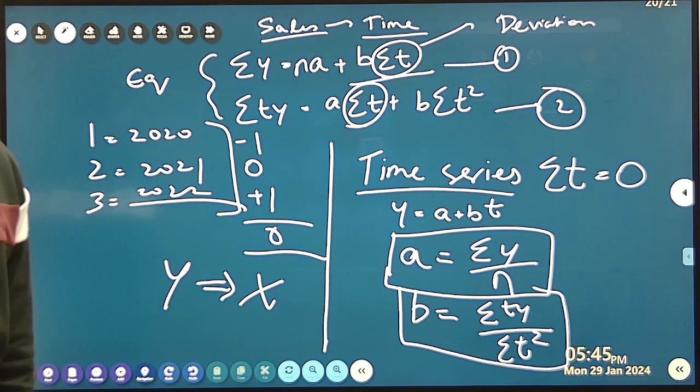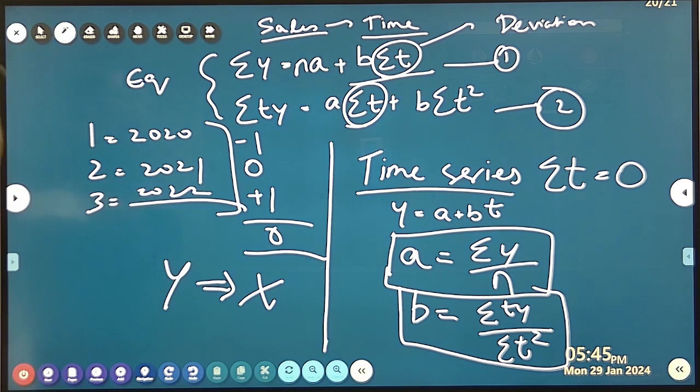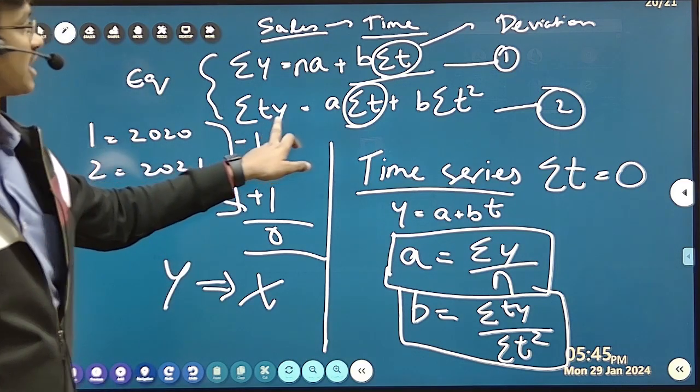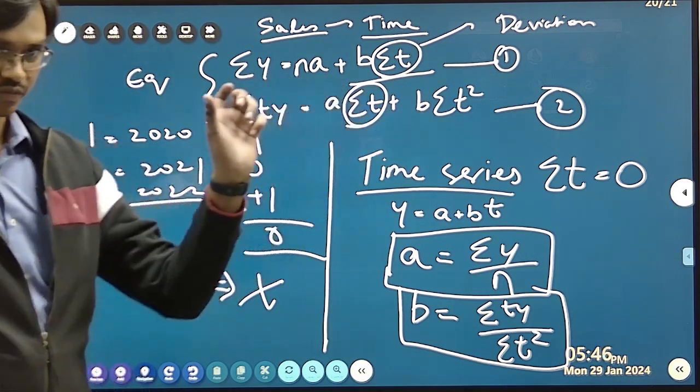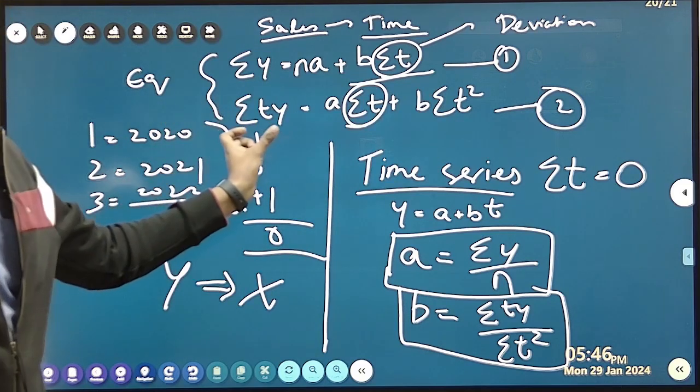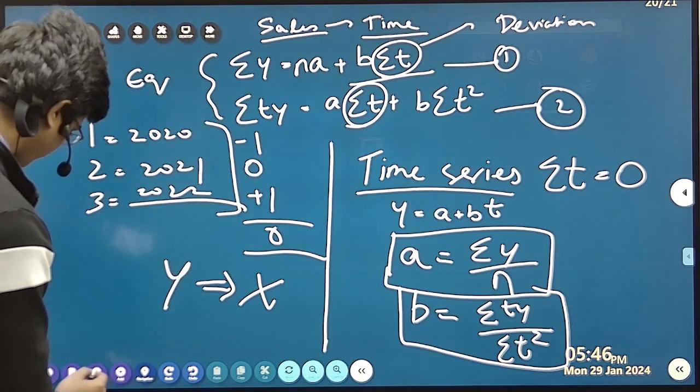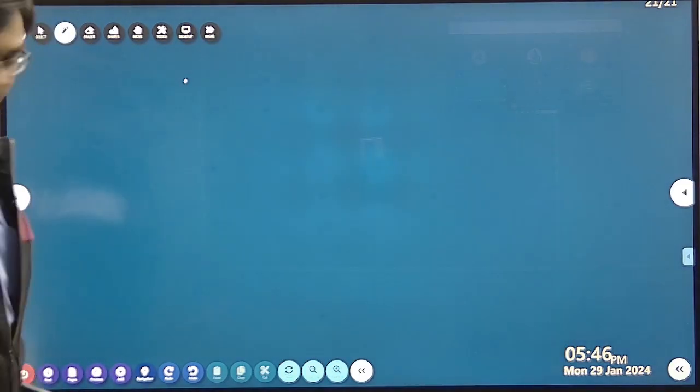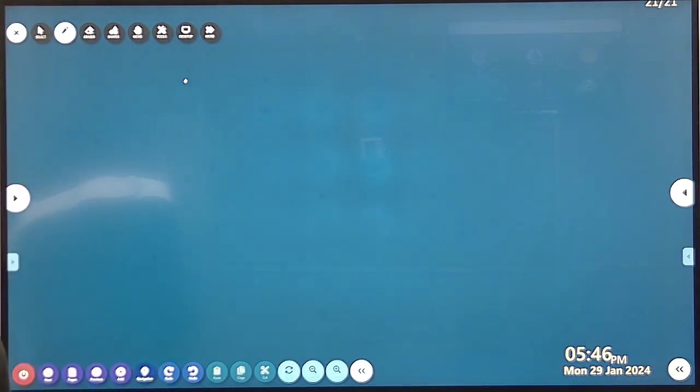You will understand in the problem, because this is a time deviation. With respect to time deviation, we are taking the sales. Okay, so we can take a look at one time series problem. You can go to page number 28.